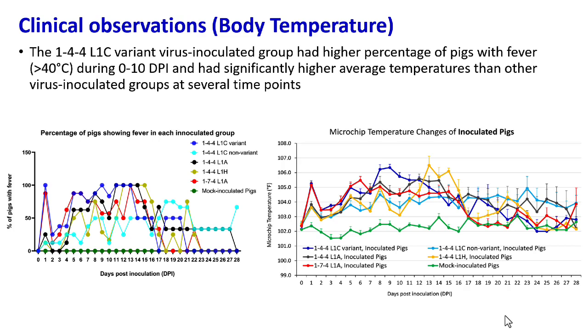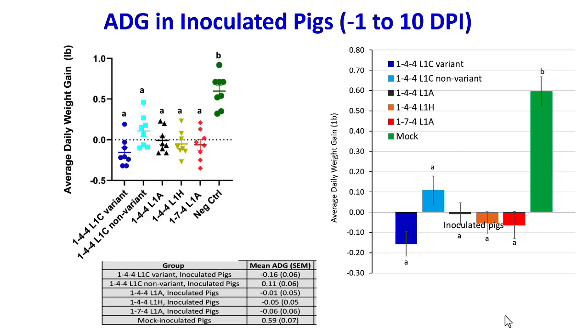On the right side shows the average temperature, again as in the first week. The 174 and L1C variant have higher temperatures than the other groups. From day 8 to 10, the L1C variant has an even higher average temperature than 174 and the other groups.